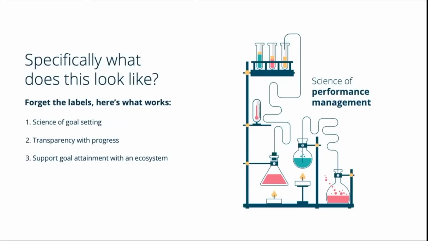So like I said, human beings aren't long-term thinkers, and we need to make sure that we have a lot of transparency in our progress. We need to understand how we're going against those goals. Finally, we need an ecosystem. We need to support goal attainment with an ecosystem. We need fuel in the tank.